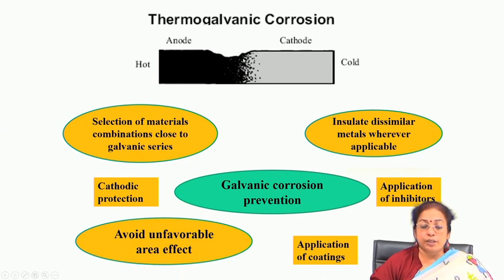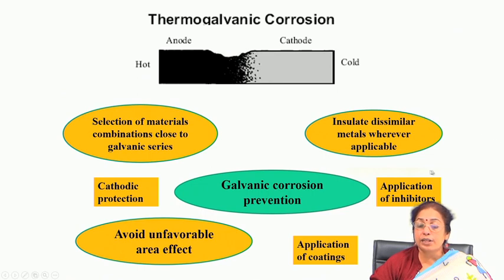Now, let us quickly go through the ways by which you can combat galvanic corrosion. The techniques normally applied for prevention of general corrosion can also be applied for the prevention of galvanic corrosion. They are cathodic protection, application of inhibitors in the environment, and application of coatings. These are very standard ways of protecting the surface from any kind of corrosion, but apart from that you can also choose proper material combinations which are very close in the galvanic series.